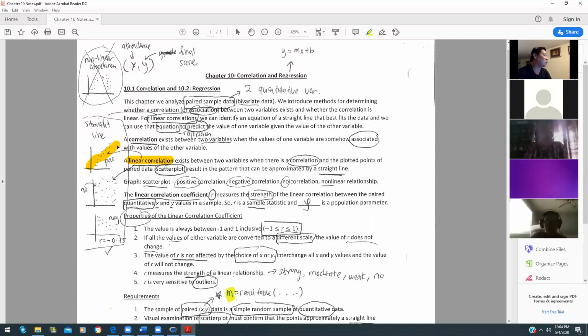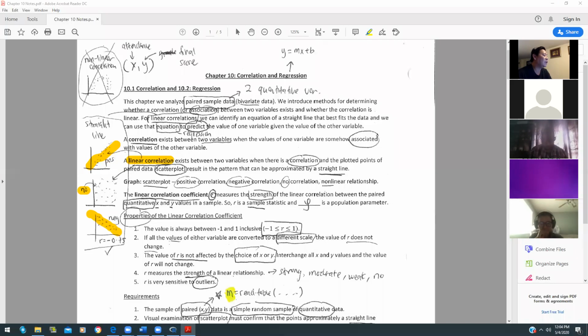Linear means a straight line. It can be scattered like this and this is still considered linear. And if you have this, it's also linear. We have a positive linear correlation. A positive correlation means your slope is going up. You know slope. A negative correlation means your slope is going down. And if you have a scatter plot like this that is all filled up and scattered, it is called no linear, not a linear correlation.